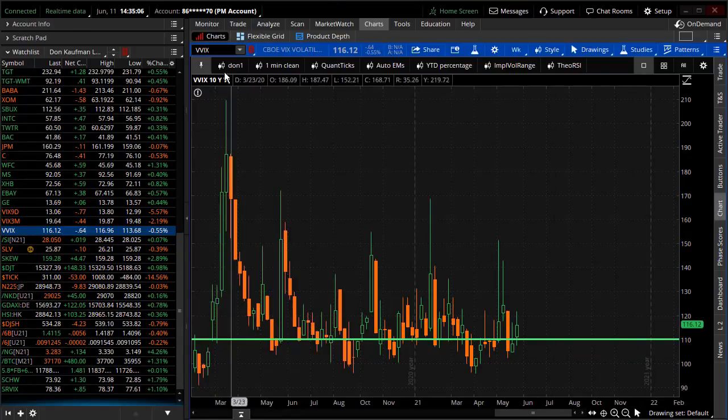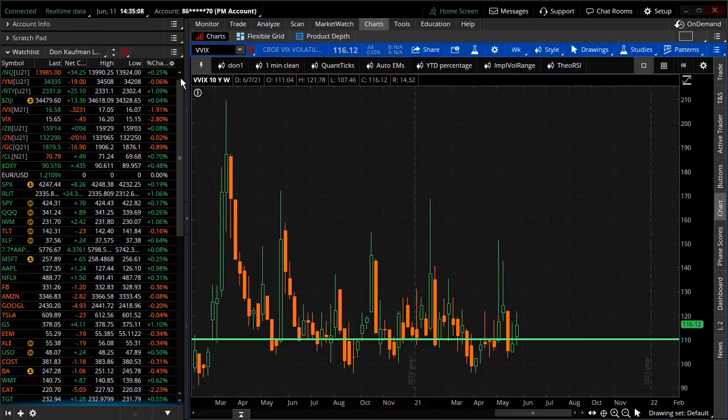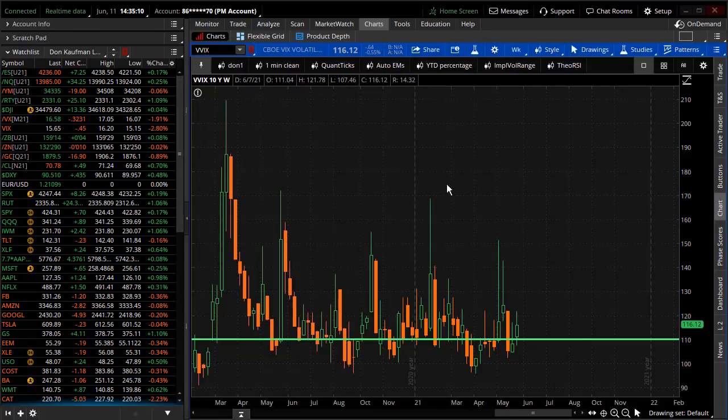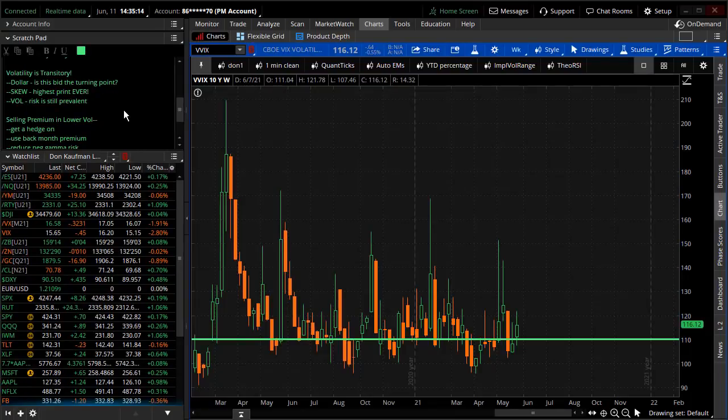Listen, traders are still hedging risk. How do we know that? The VVIX is still through the roof. 116 is a high print for the VVIX. SKEW is the highest print ever. The dollar is on the bid. Bonds are breaking out to the upside. You've got the XLF with like one nail in the coffin over there. Like, what else do you need to see?